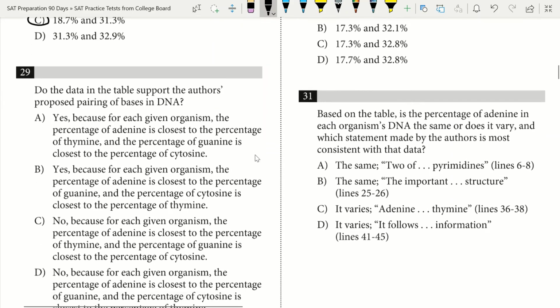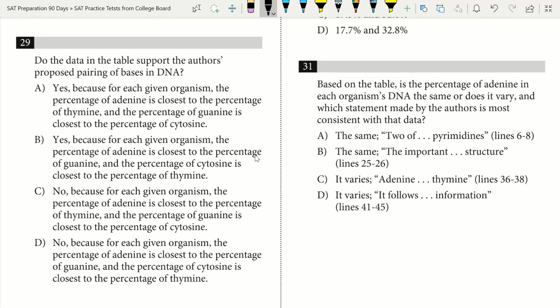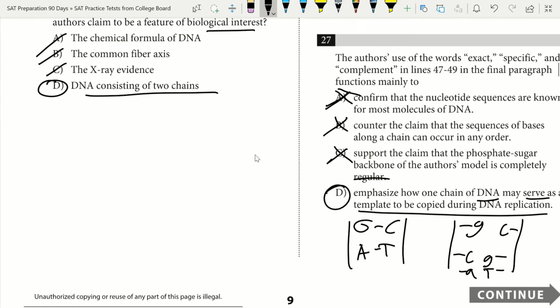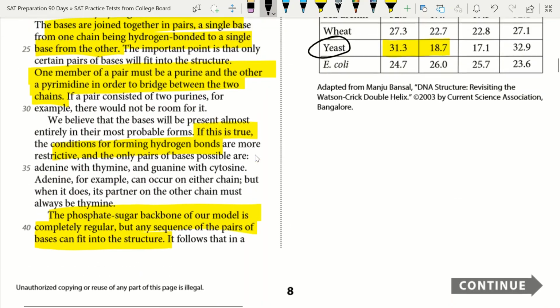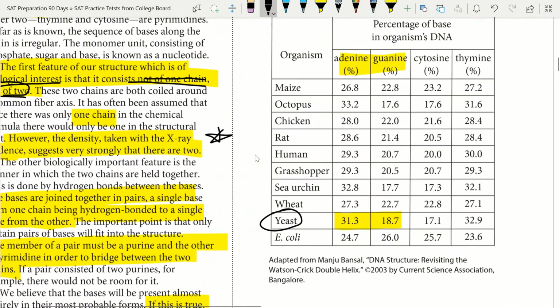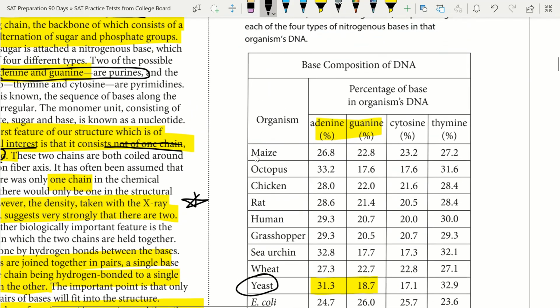We've got 29. Do the data in the table support the author's proposed pairing of bases in DNA? All right, well, let's go take a look at it real quick. So if we're looking at the author's claim about the DNA pairing, it's that adenine is going to pair with thymine and guanine is going to pair with cytosine. So there should be about equivalent amounts in each of these categories, right? So maize, it should have about an equal amount of guanine as cytosine, which it does. Same with octopus, same with chicken, same with rat, same with all of these animals. We see that those match up.